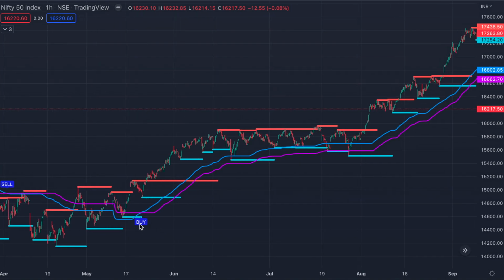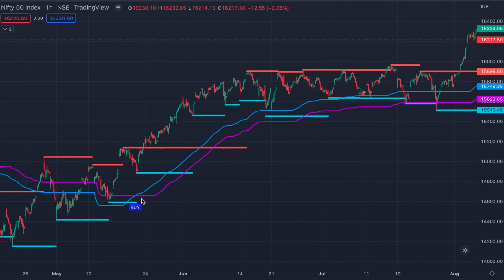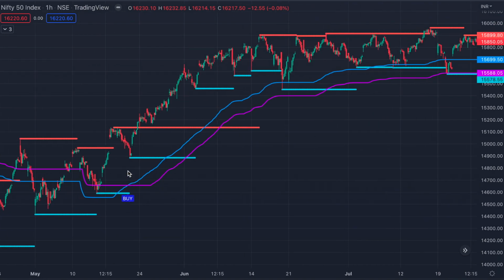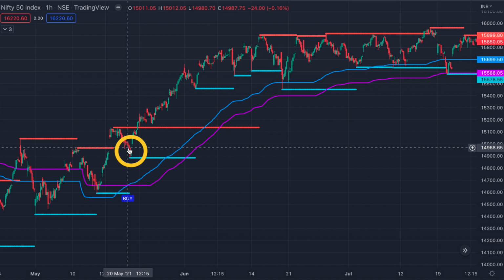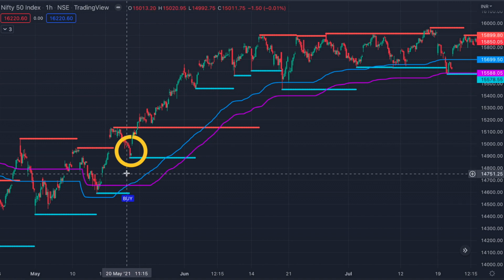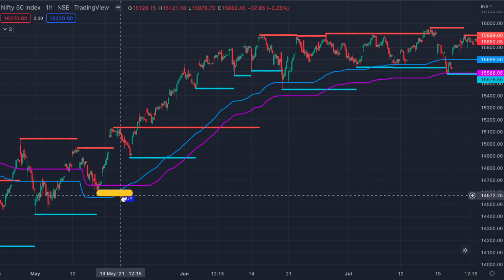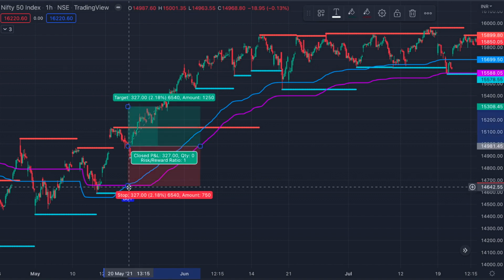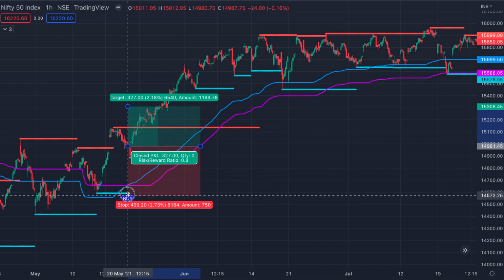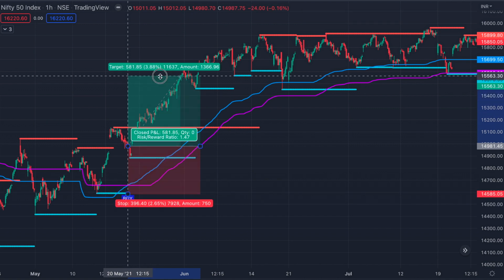So we have a buy signal right here. Okay, I'll just zoom in. Here, this is the buy signal. The closest support is this. It's denoted by this blue line right here. So we'll use this as a stop loss, and we'll go long. The stop loss is right here, and the risk reward ratio is 1.5.